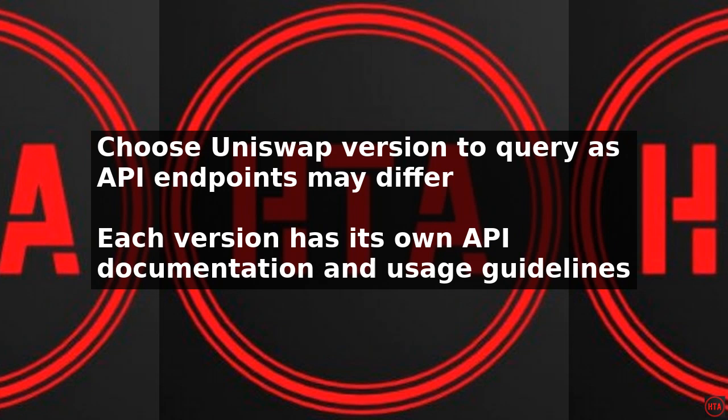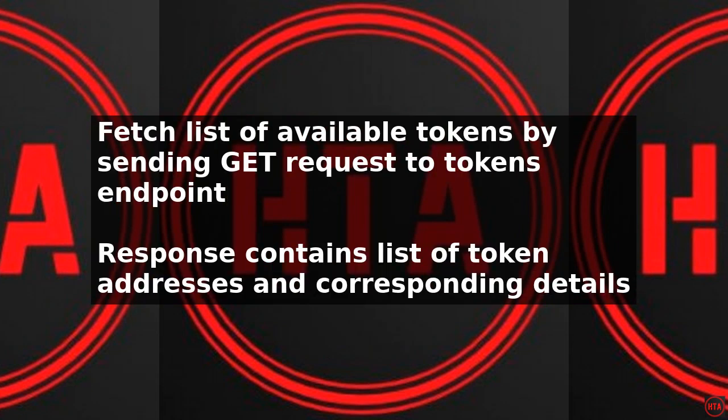Next, you can use the token addresses to fetch the trading pairs and their prices. This can be done by sending a GET request to the pair's endpoint and passing the token addresses as parameters. The response will contain the trading pair details, including the price, liquidity, and volume.